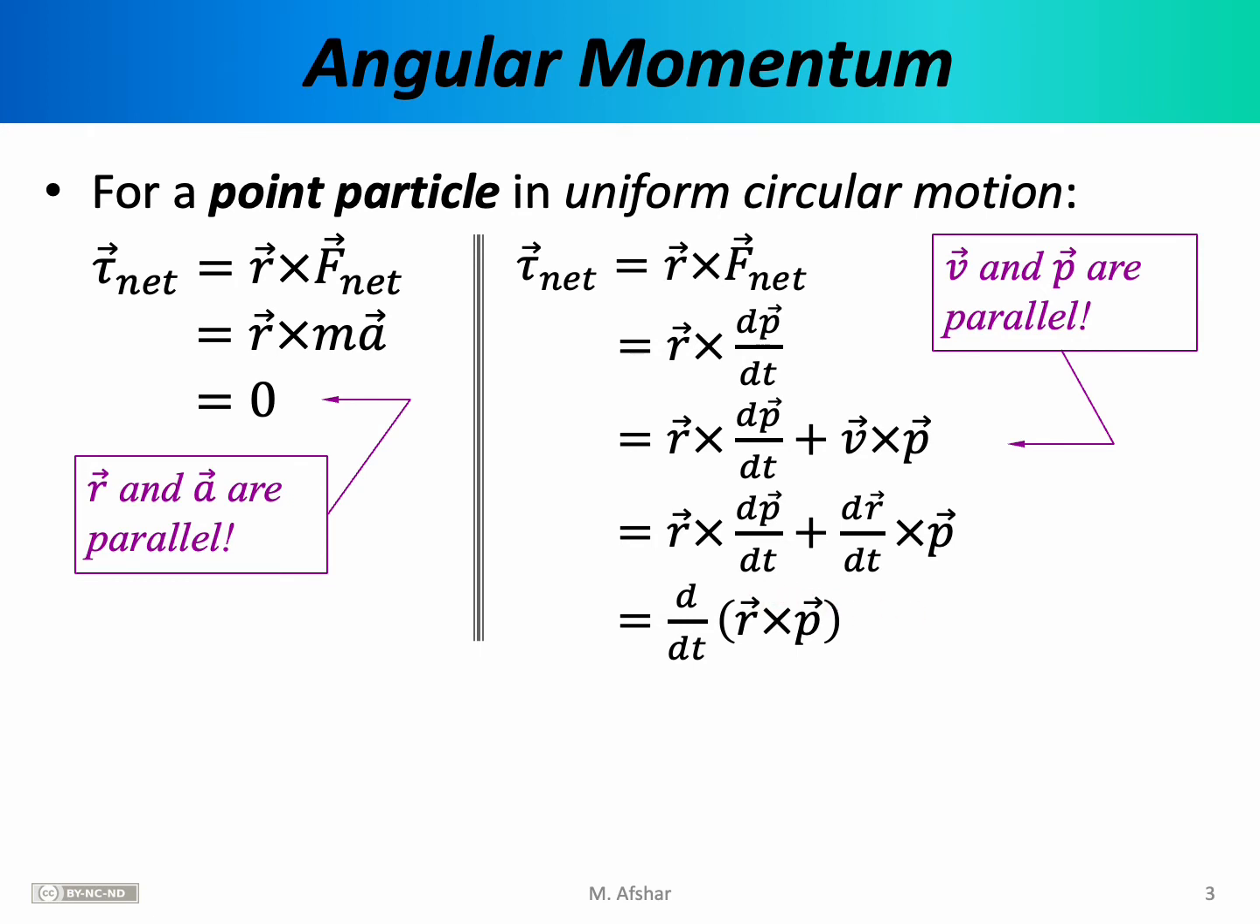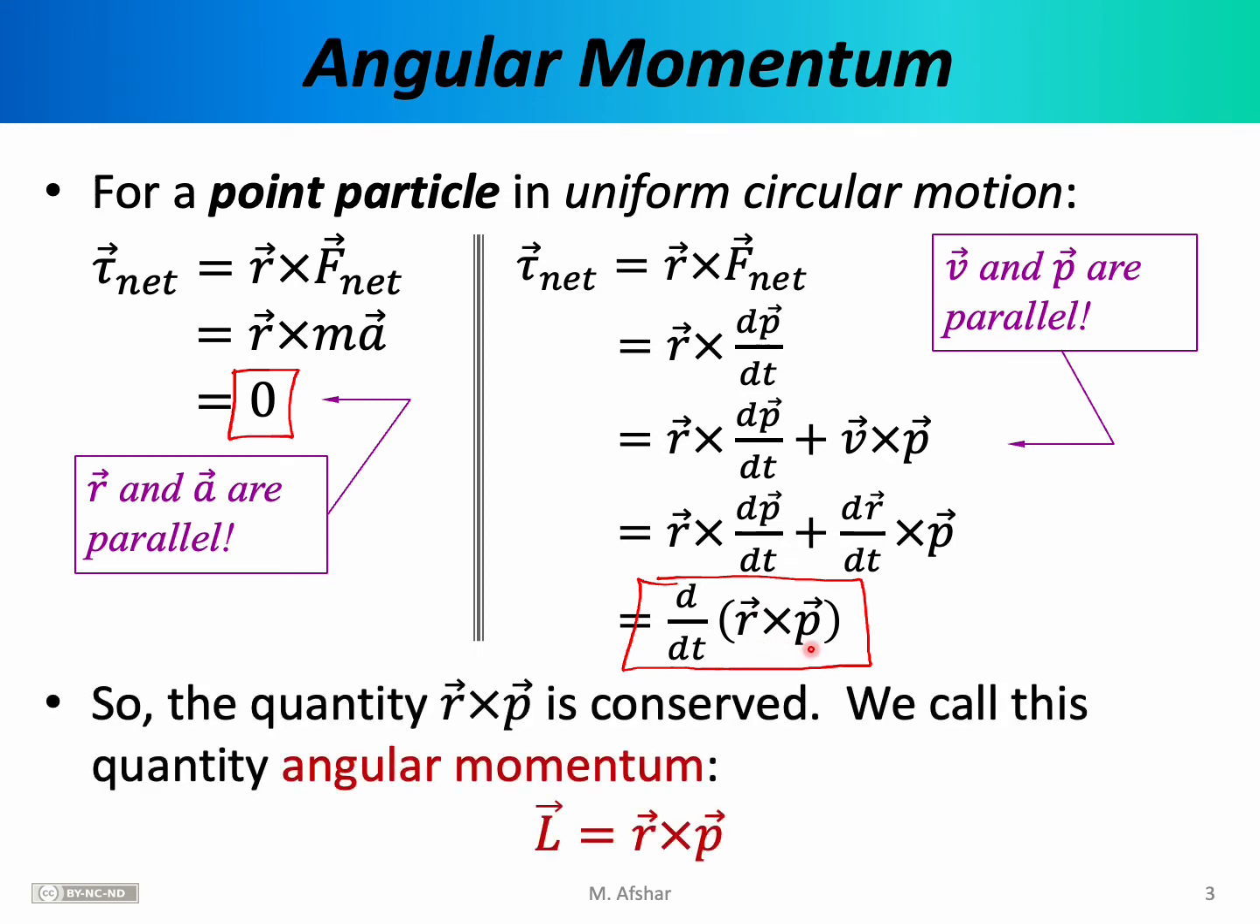Now think about this for a second. What we have essentially shown is that this quantity here must equal to this quantity here. And think about what that means. We're saying that there is a quantity r cross p, and the derivative of that quantity is equal to 0. So we're in effect saying that that quantity does not change. We're in effect saying that this particular combination of position and momentum is something that is constant.